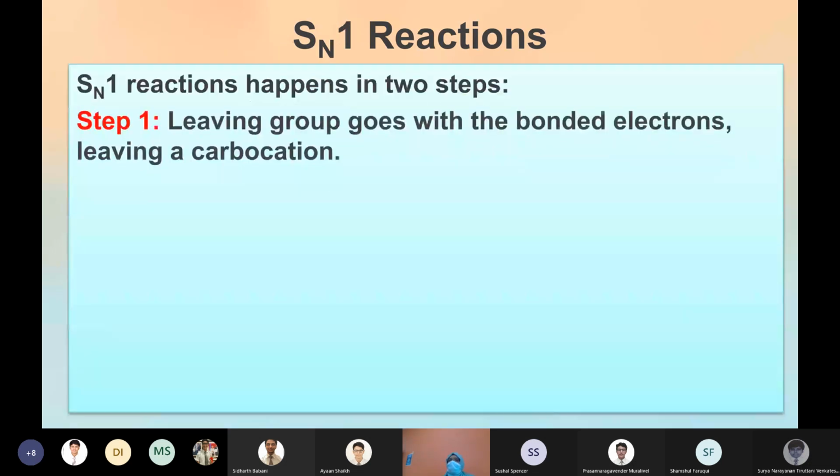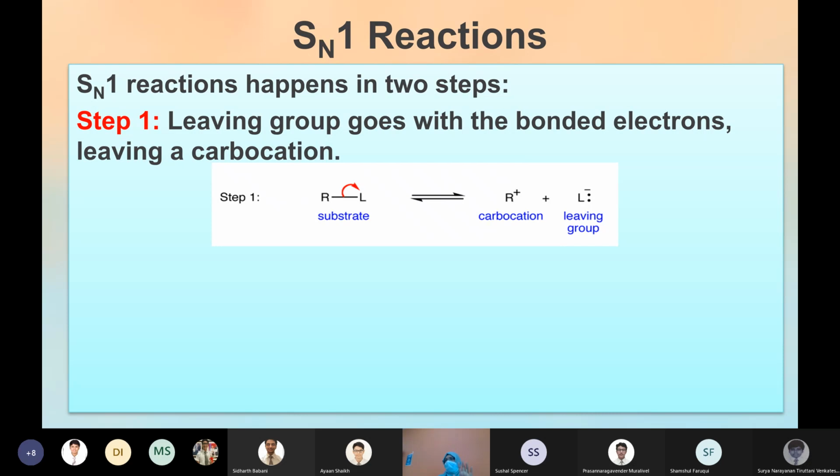So SN1 reaction is actually a two-step reaction. Here in SN2, both the reagents react simultaneously together to give you an intermediate which gives you the product. Both the reagents act together. But in SN1 reaction, it is actually a two-step reaction. And you can see evidently both the steps like this.